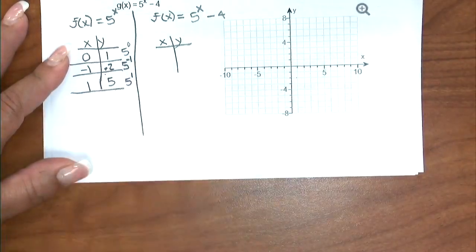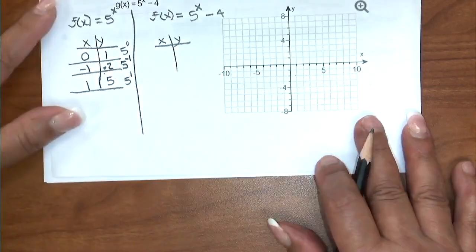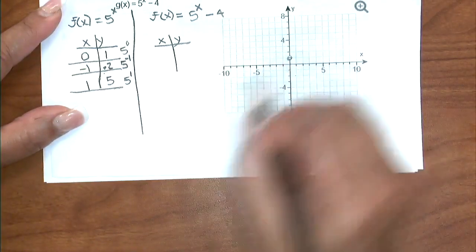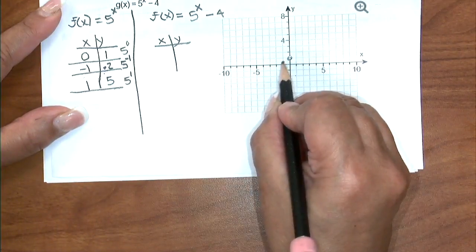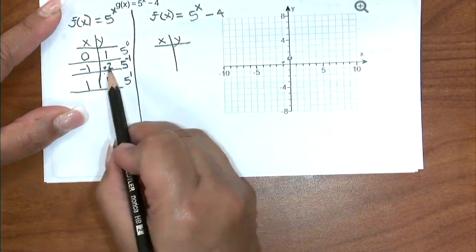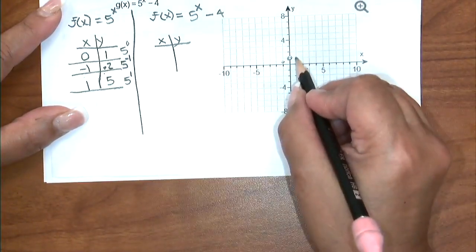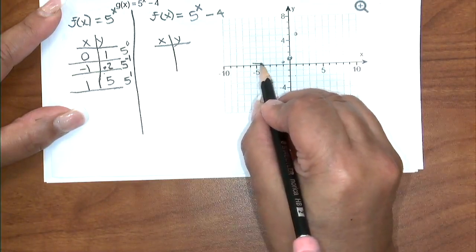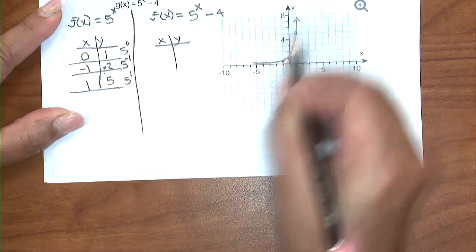Go plot the points. Remember what the shape is, because you don't want to try and connect the dots in some crazy looking shape. So 0, 1 is right there. Then -1, 0.2, a tiny bit above the x-axis. 0.2 is not very high in the air. And then 1, 5, here it is, going off into infinity. Remember that the tail hovers above the x-axis and then goes off to infinity.